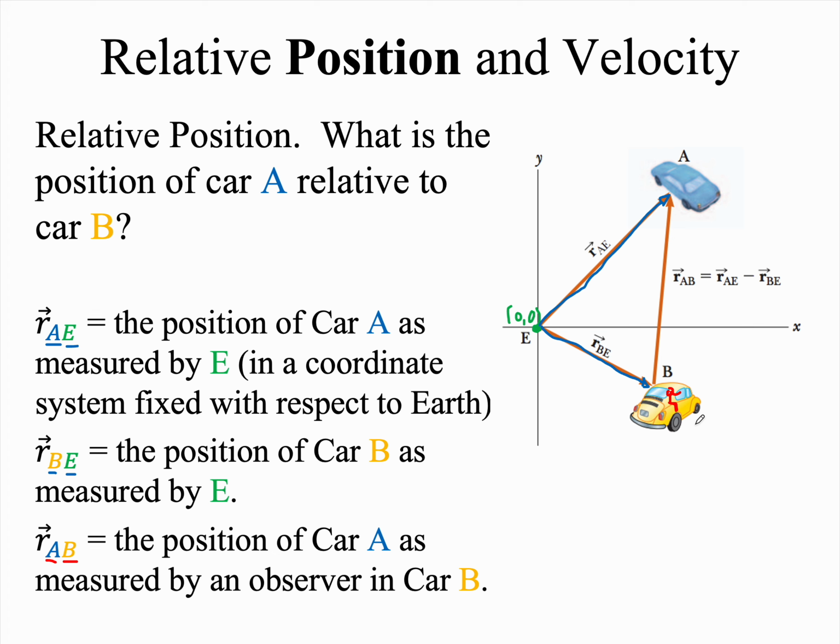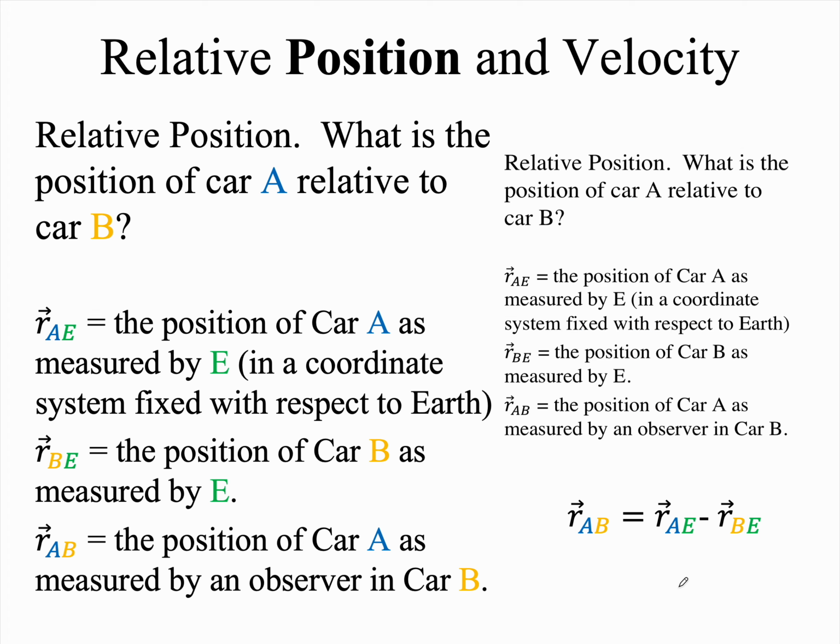Well, mathematically, you can solve this. It turns out, and watch this one real quick, if you want to find the position of car A relative to B, you take A relative to the Earth minus B relative to the Earth. Basically, the E's cancel out, and you get relative A to B. And you're like, whoa, I don't get it. Give me some numbers. All right, let's take a look at some numbers.